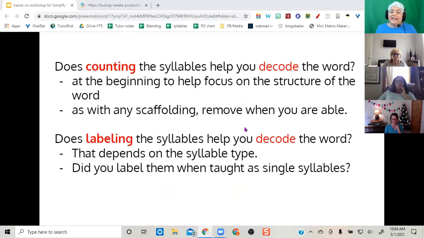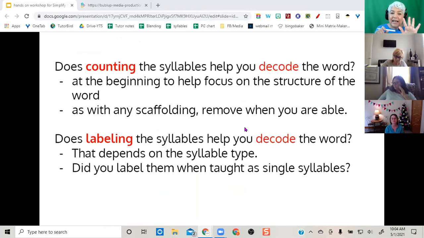But I'm thinking maybe we can simplify even more. Here's my question to you. Does counting the syllables help you to decode the word? As a scaffold, it can help. Because if you scaffold by saying, okay, how many vowel sounds do you see? You're getting them to focus. So what you focus on, you learn.